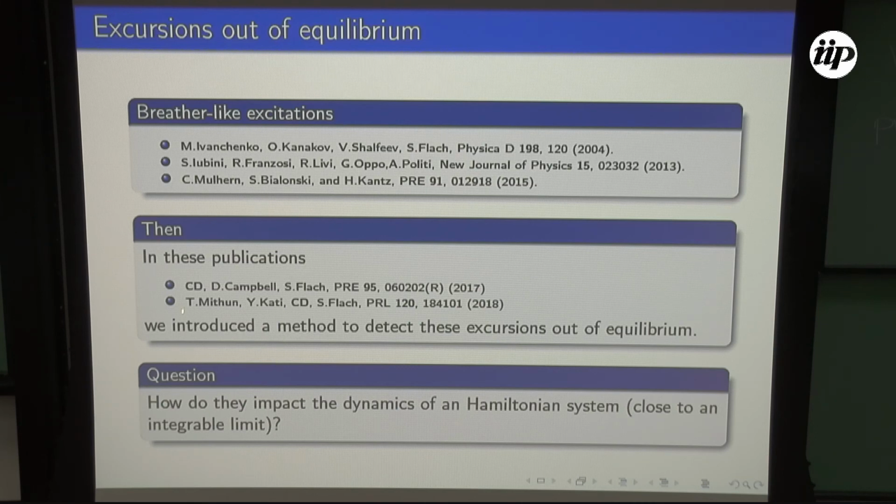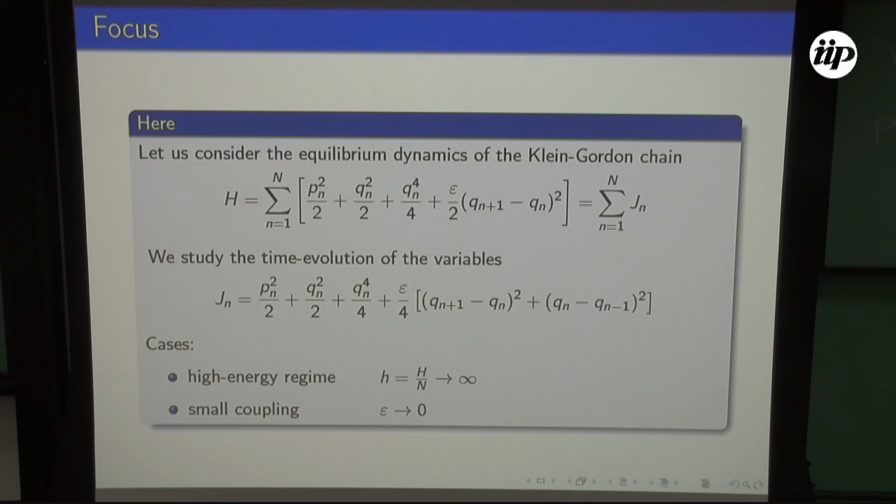So this allowed us to have a method to study how these excursions out of equilibrium impact the equilibrium dynamic of a Hamiltonian system, in brackets, close to an integrable limit. Okay, so the focus here is essentially the Klein-Gordon. As we say, we study the time dynamic of these quantities, where we decouple the sum as a sum of these observables. Here I'm going to speak mostly about two regimes, high energy limit and small coupling. So when the energy density goes towards infinity, or when the coupling is going towards 0.